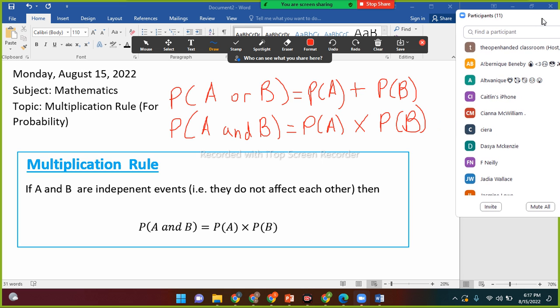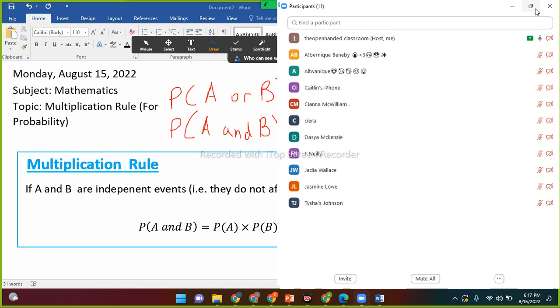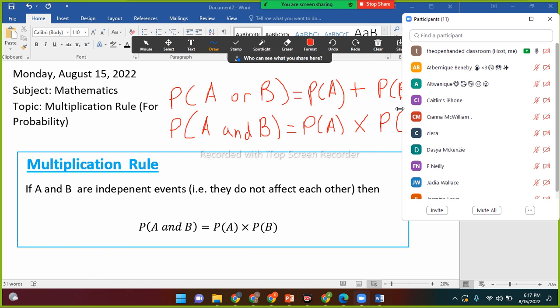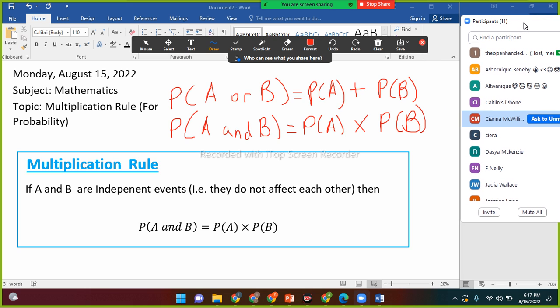So for the addition rule, we add the probabilities. For the multiplication rule, we multiply the probabilities. And by the way, the probability of A and B is the same thing as the probability of A intersect B. So this is really the intersection. And the probability of A or B is the same thing as the probability of the union of A and B. That's another way to write it.